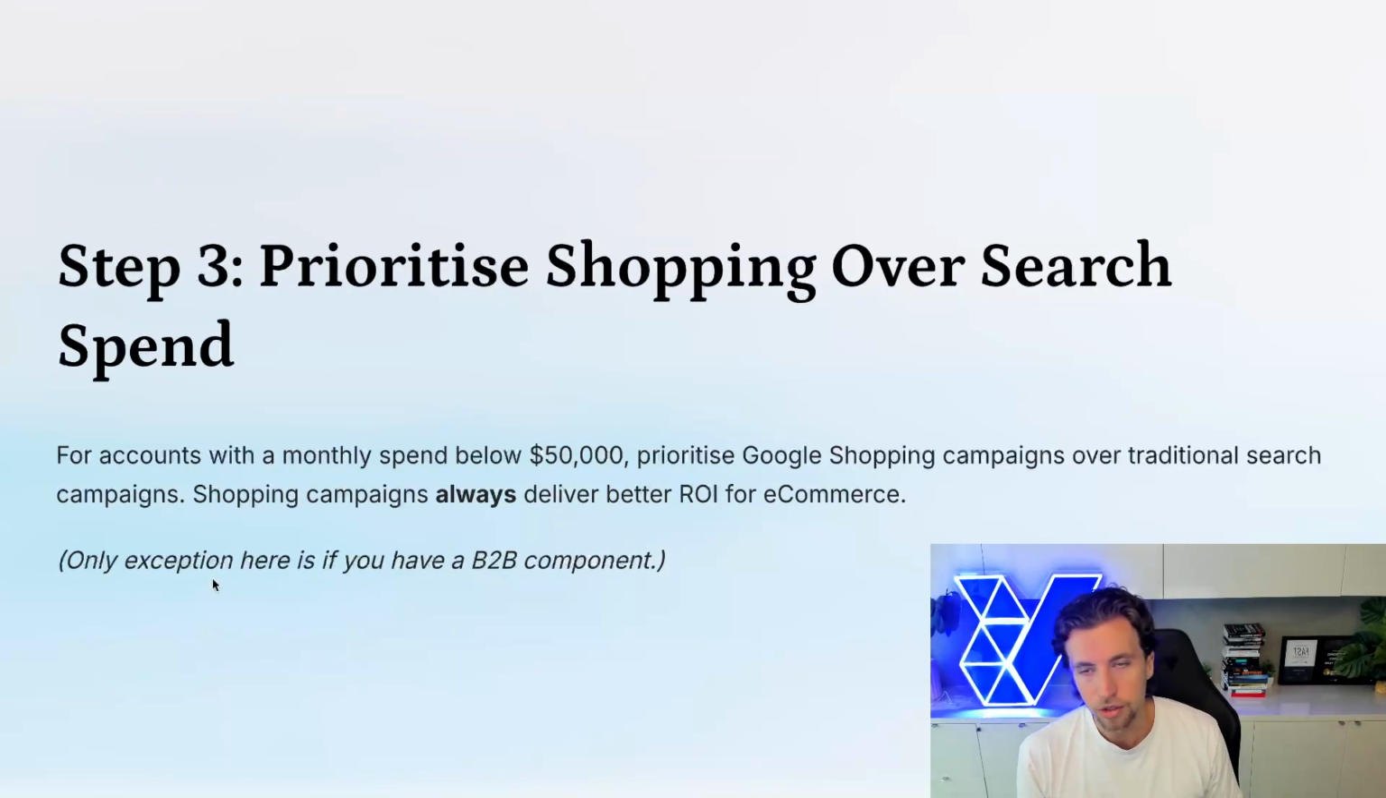Step number 3 is you want to prioritize shopping over search spend. If you're spending under $50K per month on Google Ads at the moment, and honestly, depending on your geographic targeting, that number can change. If you're targeting the big 4 countries, change that number up to 100, 200,000. Okay, and also depending on your TAM, that number changes as well. And so this is a bit of a broad stab in the dark in terms of the number that I put down here. But generally speaking, if you're spending under $50,000 a month, almost all of your spend should just be in Google Shopping. It will always deliver a better ROI than search.